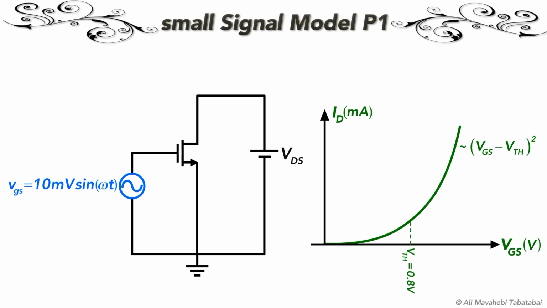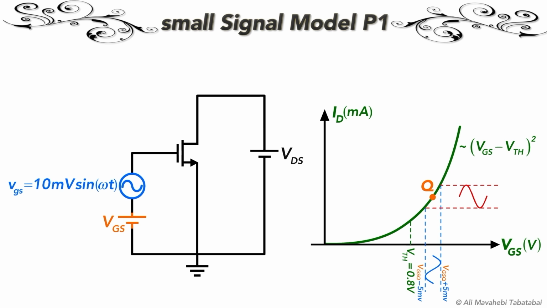Now if we superimpose the 10 mV peak-to-peak sine wave to the MOSFET that is already biased to work in the saturation region, the fluctuations of the sine wave will be applied to the operating point of the transistor. So when the sine wave is at maximum positive 5 mV, the gate source voltage is VGSQ plus 5 mV. And when the sine wave is at maximum minus 5 mV, the gate source voltage is VGSQ minus 5 mV.